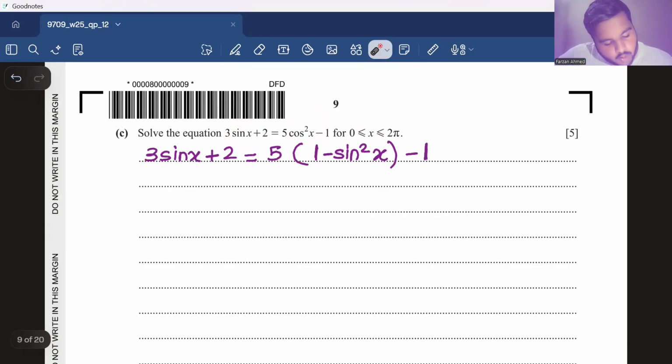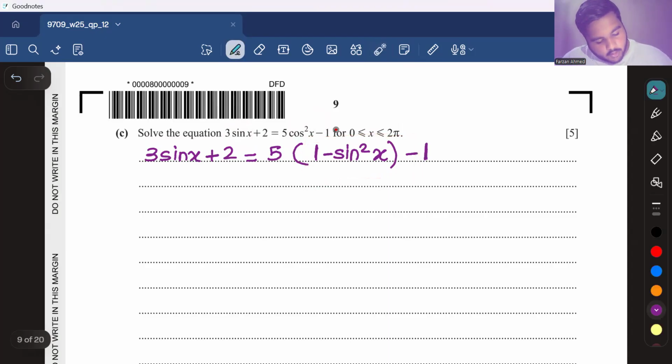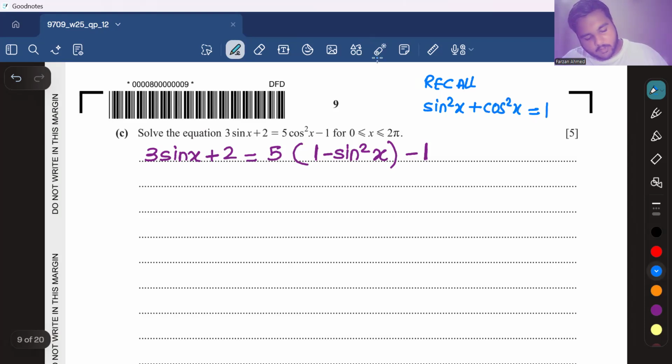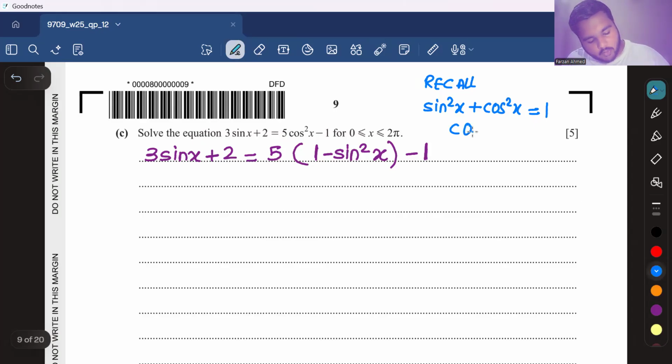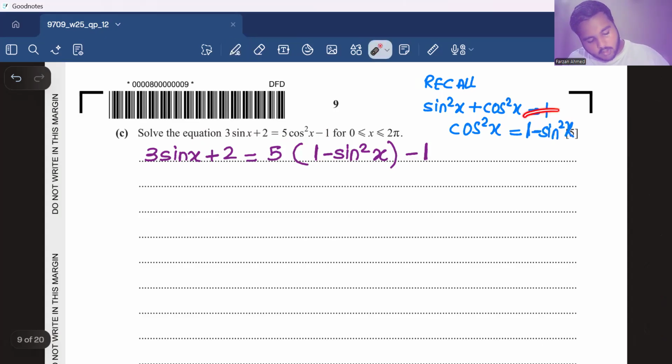Okay. How do I get 1 minus sine square x? Here is the identity: sine square x plus cos square x is equal to 1. So I have to convert this cos square x into sine x. How will I do that? Cos square x is equal to 1 minus sine square x. So in the place of cos square x, I write 1 minus sine square x.